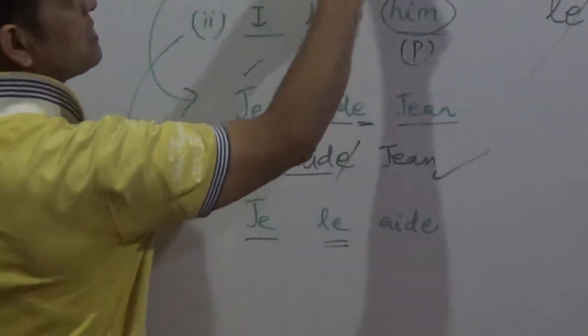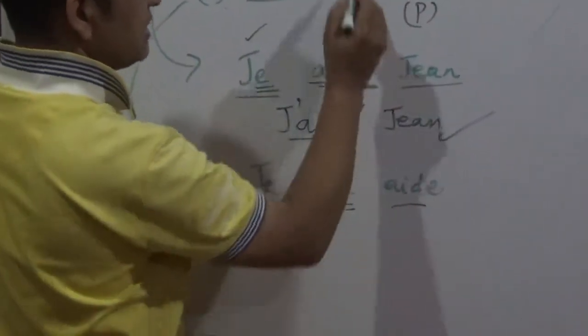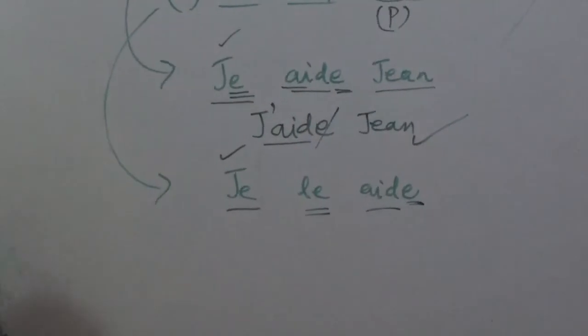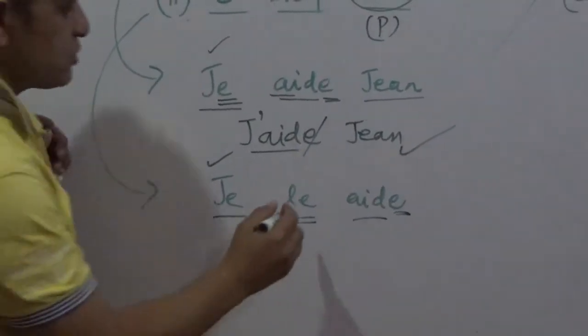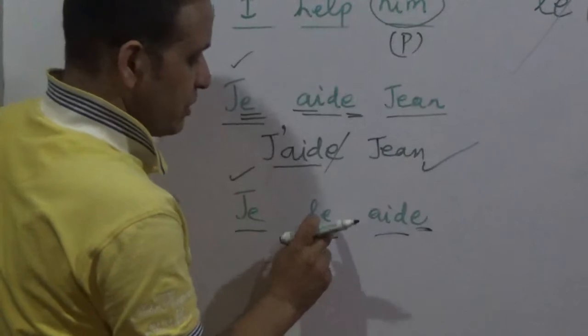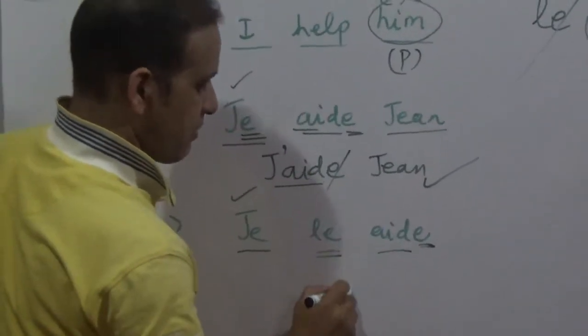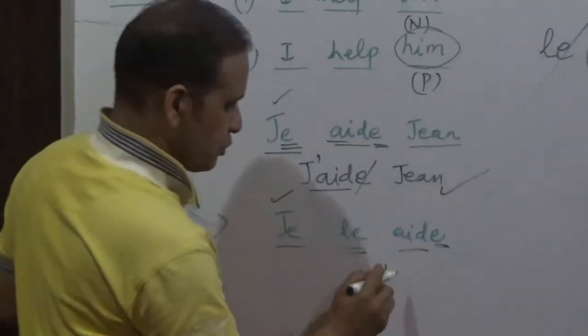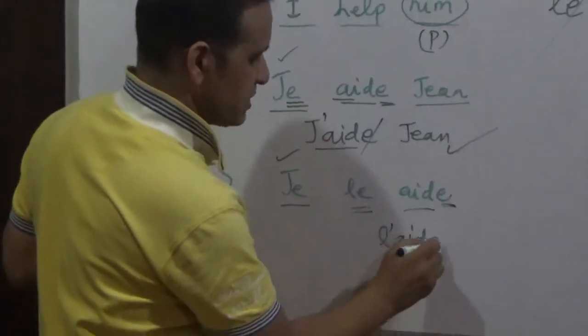So subject, object, and then verb. That is aider. Er will be replaced by e because the subject is je. But at the same time, don't forget that rule: if a word ends in a vowel and the next begins with a vowel, in that case the first vowel is replaced by an apostrophe. Both words will be written and spoken together.